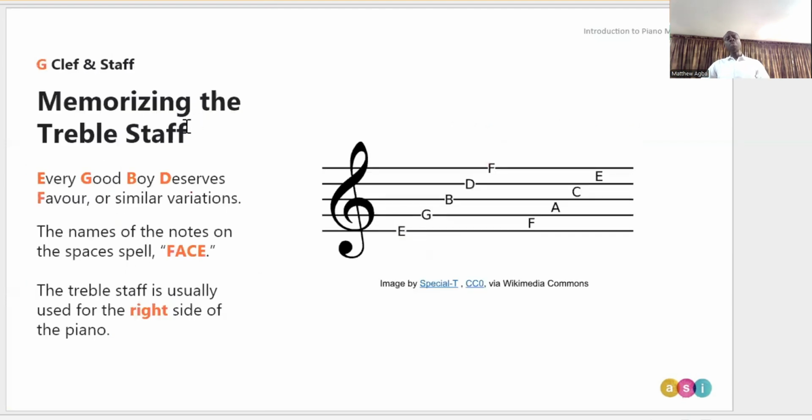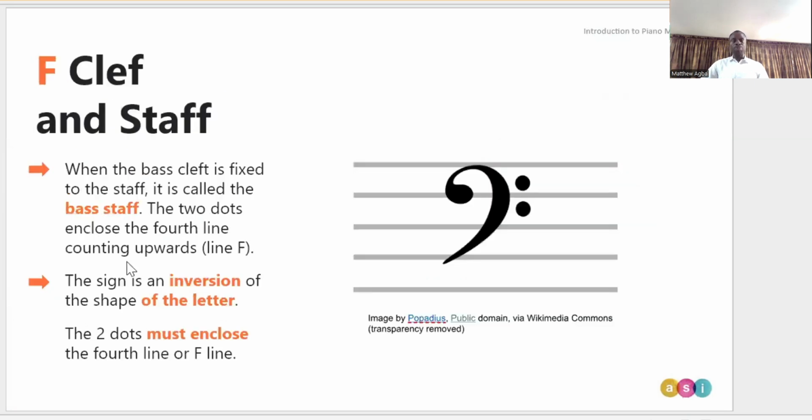So for memorizing the treble staff, we have this memory aid: every good boy deserves favor, which is E, G, B, D, F. That was on the lines. But on the spaces, we have F, A, C, E, which spells face, as in face. The treble staff is usually used for the right side of the piano. So the right hand makes use of the treble staff in the course of performing on the piano.